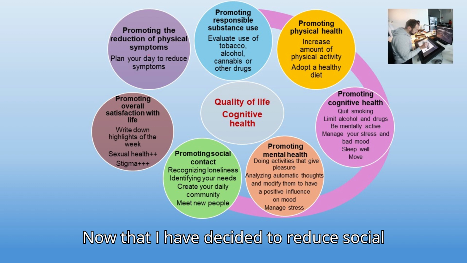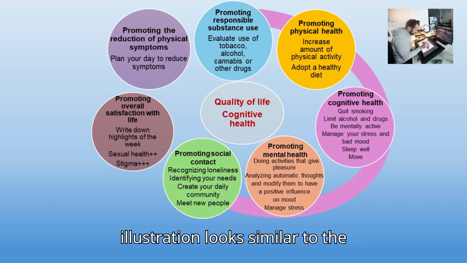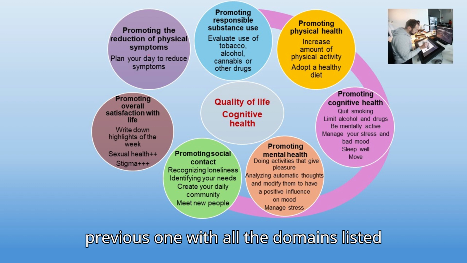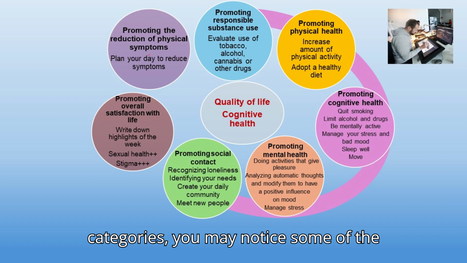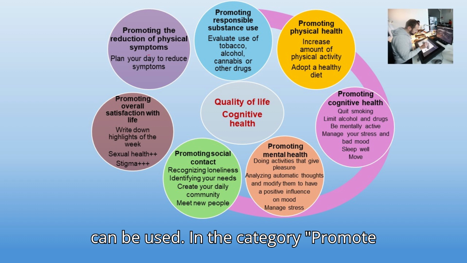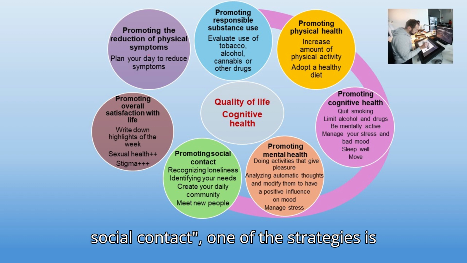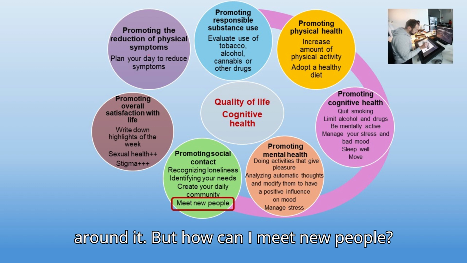Now that I have decided to reduce social isolation, what's the next step? This illustration looks similar to the previous one with all the domains listed out, but here, in the colored categories, you may notice some of the suggested self-management strategies that can be used. In the category Promote Social Contact, one of the strategies is to meet new people. I put a red box around it. But how can I meet new people?